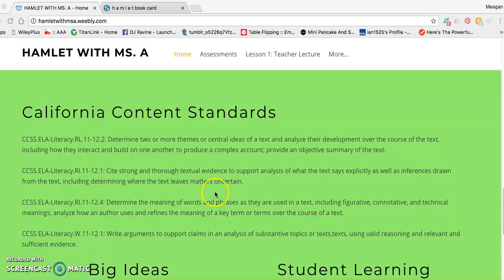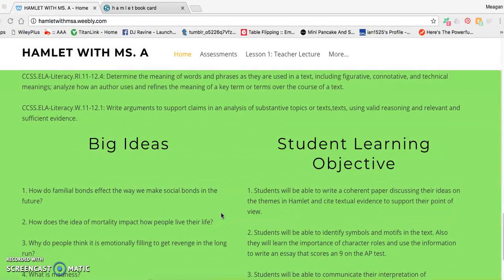So I want students to be able to take central ideas or themes, create an idea about it, their viewpoint of the play, to make an argument about it, and to use strong textual evidence to support their viewpoint. All of these skills are necessary to write a good essay on the AP test, and that's what we're going to be focusing on a lot in this unit: writing for the AP test.